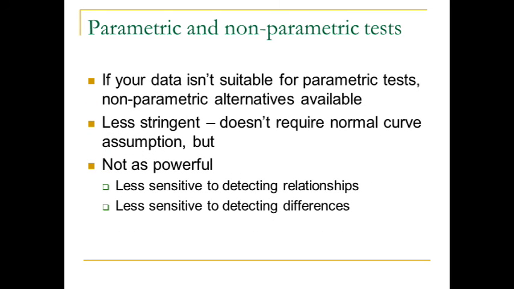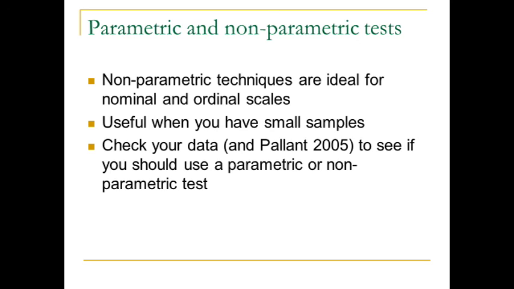If you have very skewed data, you don't have a normal curve, you can still test data using what are called non-parametric alternatives. These are less stringent. They don't require a normal curve in the distribution, but they're also not as powerful. They're less sensitive to detecting relationships, and they're less sensitive to detecting differences. Non-parametric techniques are ideal for nominal and ordinal scales. They're incredibly useful when you have small sample sizes. And you should definitely check your data, and I would recommend again Pallant to see if you should use a parametric or a non-parametric test on your data.